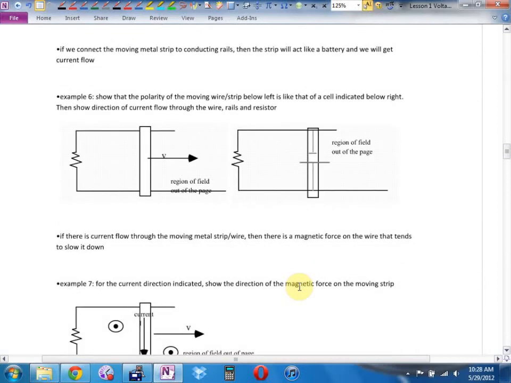Now, all we're doing right now is creating a voltage by separating the charges. What if we want to get a current flowing? Well, then we need to actually have a circuit. So we're going to take that moving metal strip, and instead of just moving it through the air, we're going to slide it along two pieces of conducting rail, like this, where this whole thing underneath here is metal, and we're going to slide it sideways.